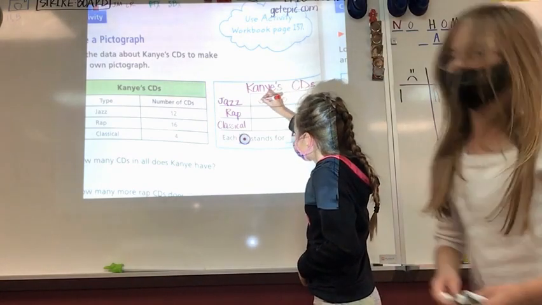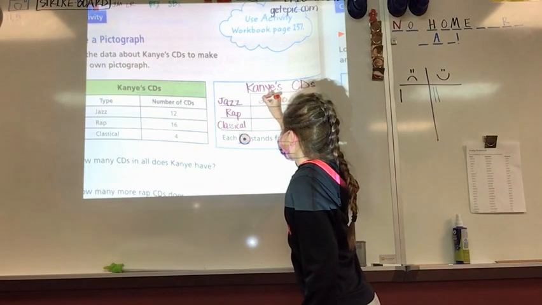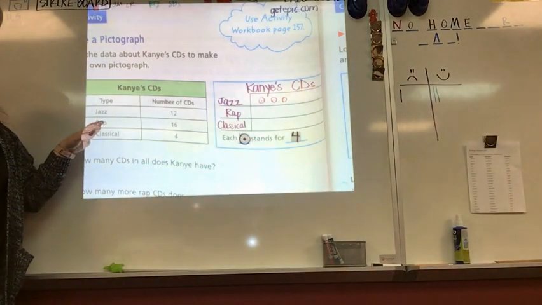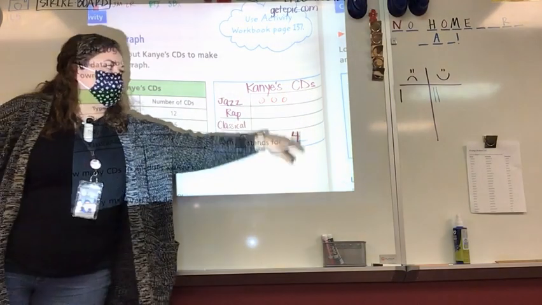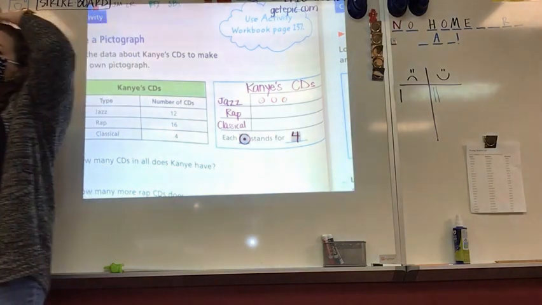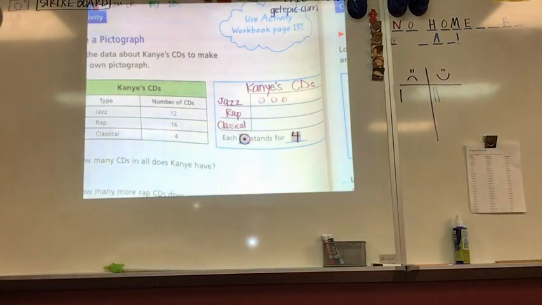Bingo. All right. How many would we need to represent 16 rap CDs? We did 12 divided by 4 to figure out how many pictures for jazz. 16 divided by 4. Think. How many pictures would that be, Skylar? 4. Come on up and draw them. Good. 4 CD pictures would represent 16 rap CDs.